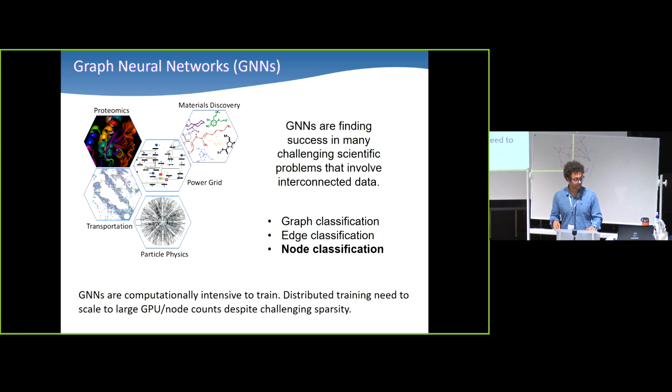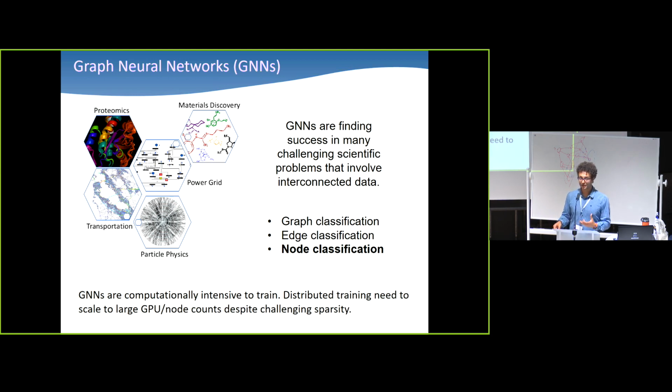So you can do a couple of different things on this. You can classify graphs with graph neural networks. You can classify edges, or you can classify vertices on a graph. And I'll generally constrain my talk to node classification. But the important thing to emphasize here is these are computationally intensive to train, like every machine learning algorithm.